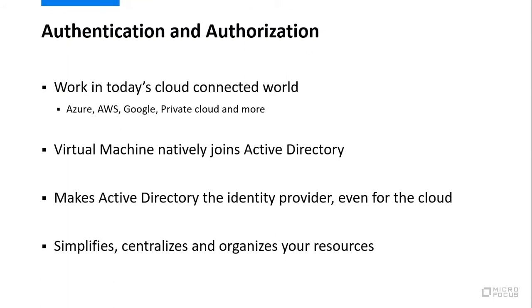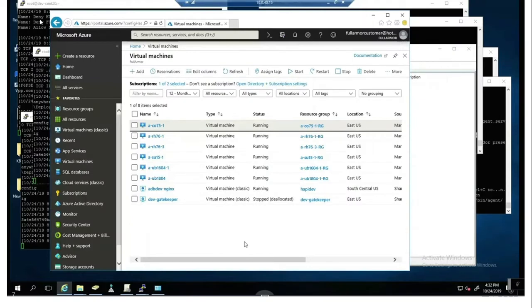I'm going to start with authentication and authorization. And I'll show you I'm connected to Azure, AWS, and Google, but it could just as easily be a private cloud. These are Linux virtual machines, and you'll see they natively join Active Directory. And that makes Active Directory the identity provider, even for the cloud, even for Linux. And it simplifies and organizes your resources because of the standard AD structure, the OU structure. Let me show you what that means.